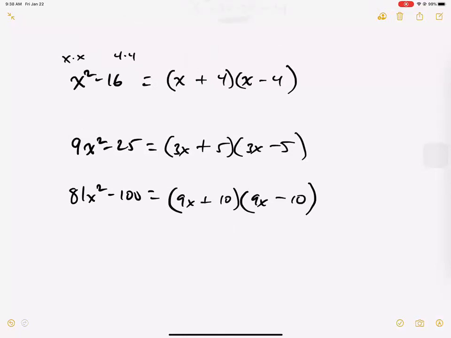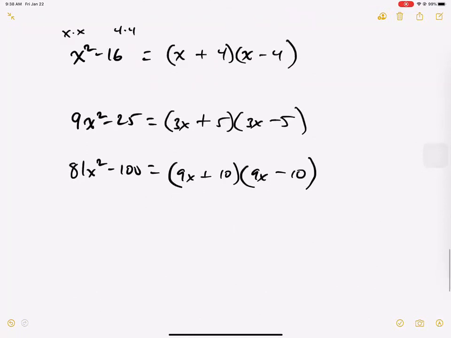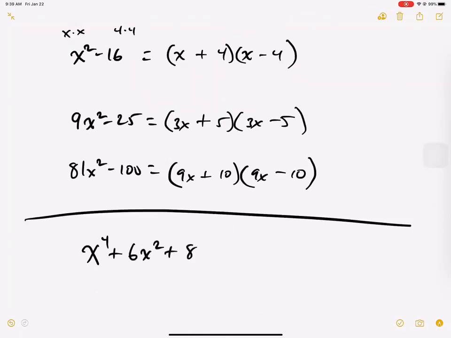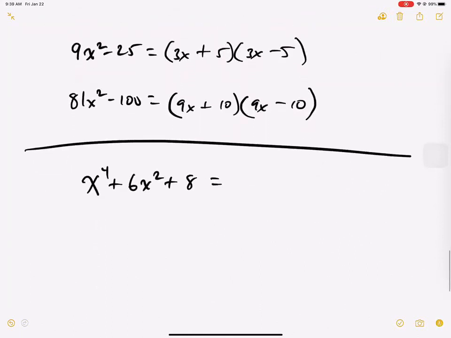The last thing I want to cover here is what we've been covering before, except I'm going to kick it up a notch. And the example is, what if I wrote x to the 4th plus 6x squared plus 8? Does this change that much of what we've been doing before? Well, if I say x squared and x squared, isn't it x to the 4th? What numbers multiplied become 8? 1, 8, 2, and 4. Do any of these add up to become 6? Yeah, 2 and 4.